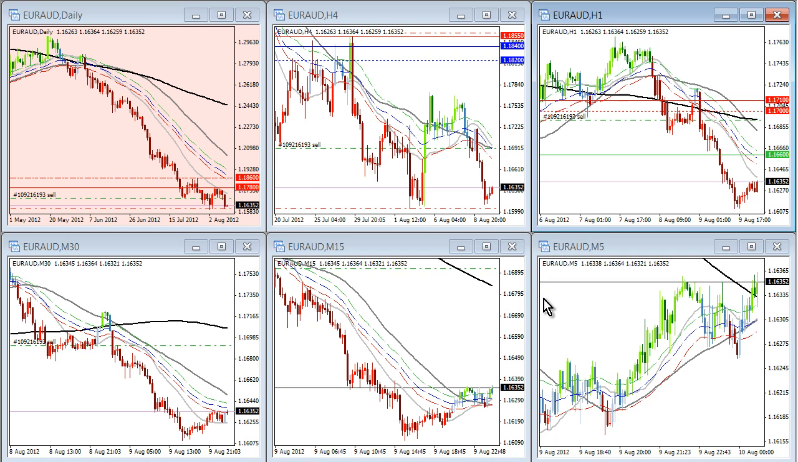What if we bounce, by the way? What if we bounce and make another test of the 20-period simple in the daily? Or what if we bounce and just find ourselves with a much more resilient Euro or weaker Aussie?